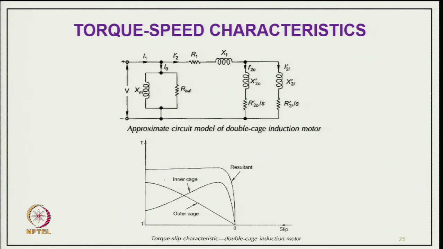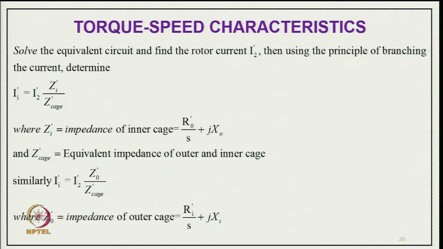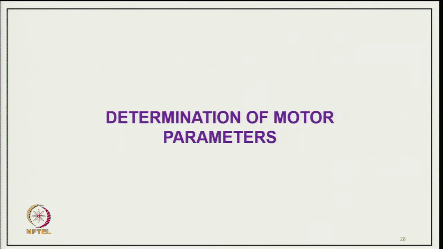This is the torque speed characteristic. This is for the inner cage, this is for the outer cage, and the net characteristic is there. So, for the double cage the equivalent circuit is also modified, and then you can do the calculation in the same way for the two rotors and the final characteristic too.